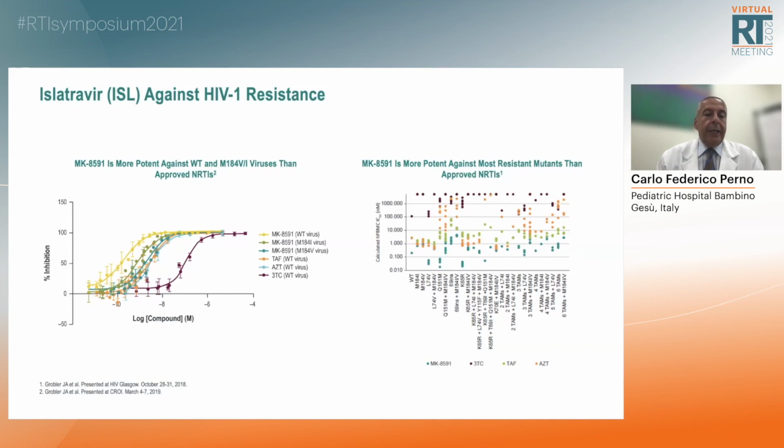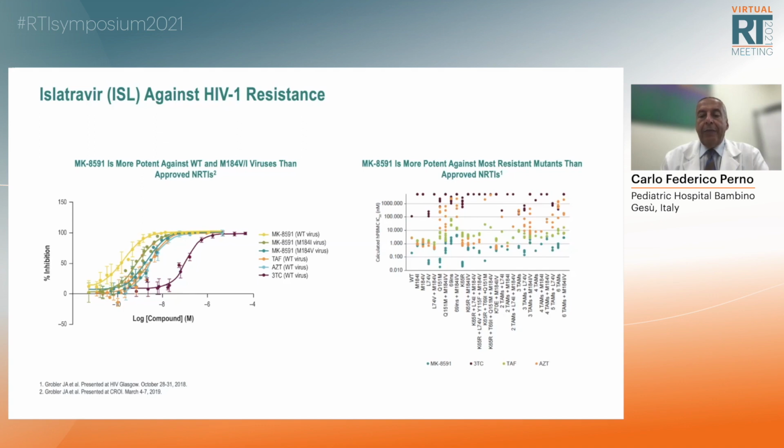You can see very clearly from these two panels. On the left, you see that the efficacy of islatravir is 2 logs or even more greater than other drugs like tenofovir, like AZT, like lamivudine, etc. So it has a very strong potency, even at very low concentration. And in the right panel, you can see that islatravir is very potent even against virus strains carrying mutations conferring resistance to the other drugs.